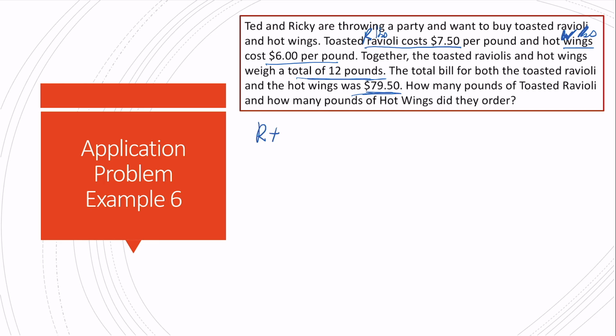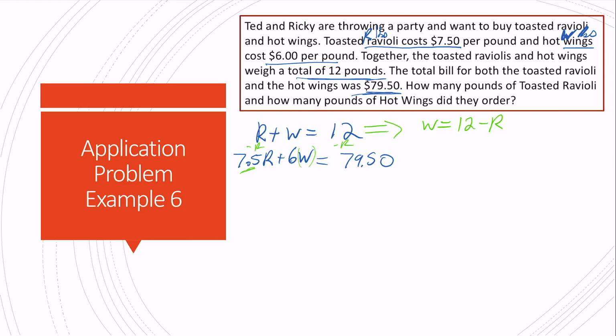So I know that together we had 12 pounds. The bill was $79.50, and my ravioli cost $7.50 a pound, and my wings cost $6 a pound. This top equation, I could solve for either R or W. I'm going to go ahead and solve it for W. I subtract R from both sides, and I get W is 12 minus R. The reason I did that is because W is going to be multiplied by 6, so I wouldn't have to deal with a decimal.